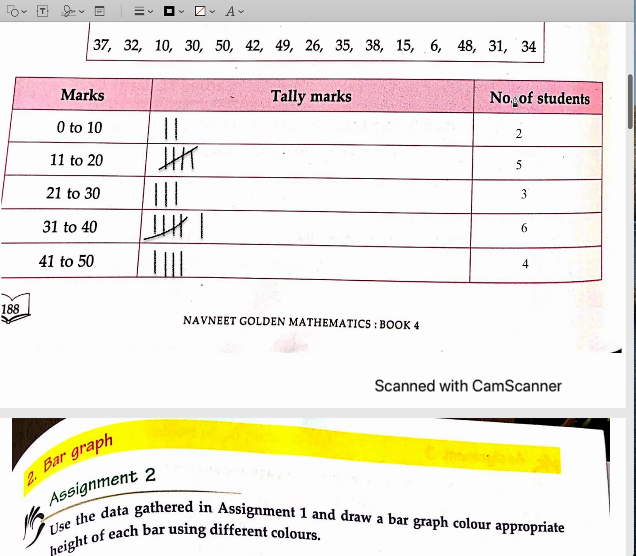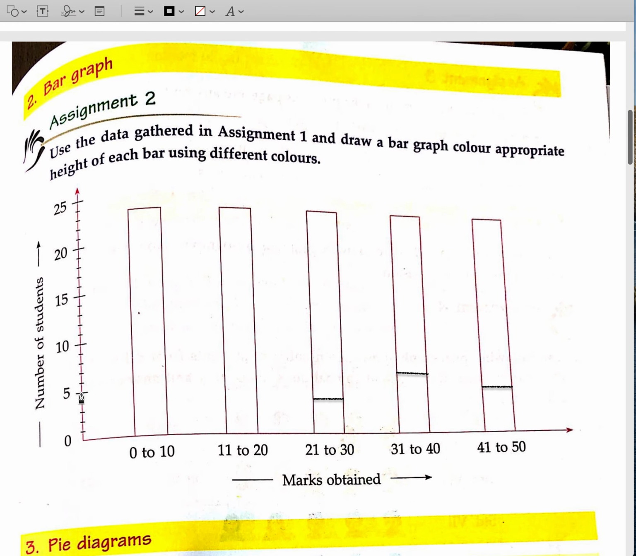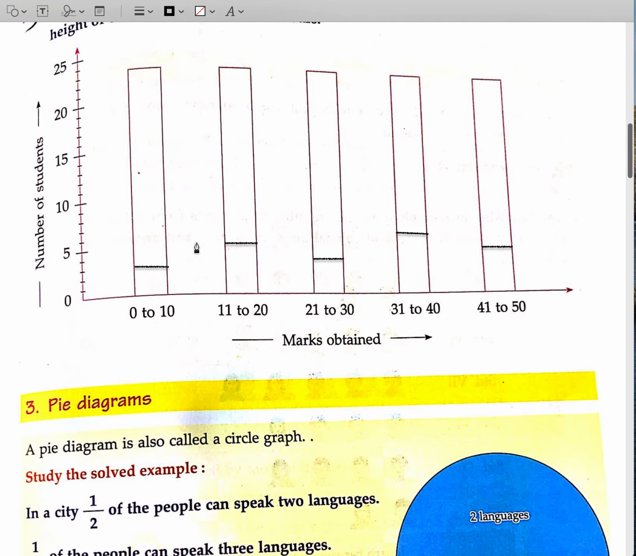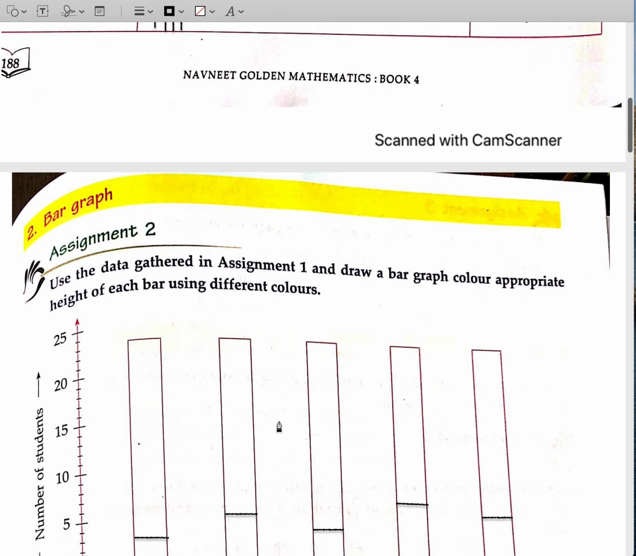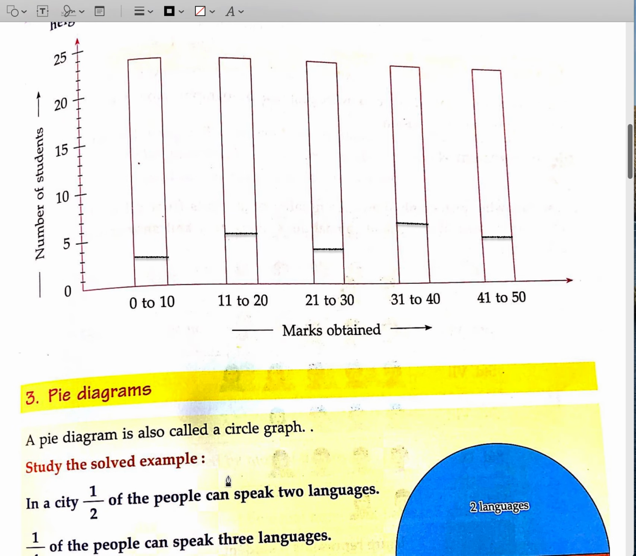Then we have 5 and 2. So this will be 5, which is already marked over here. 5 and 2 will be 1, 2, which is over here. So as you can see, we have to color all this. But when we first complete this, we can fill it properly.